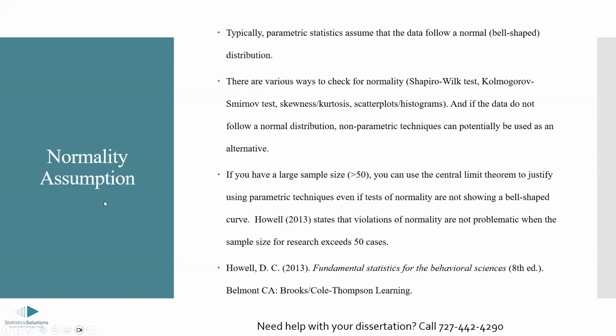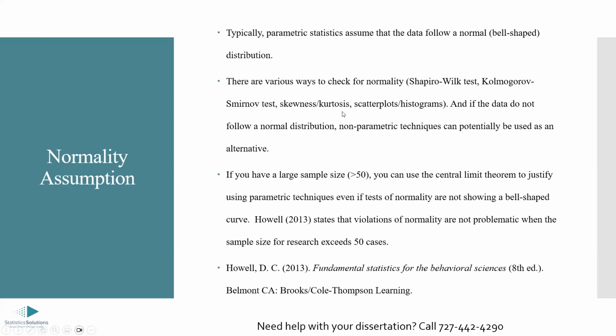A little bit more about the normality assumption. If you've joined us before and you've seen my webinars, I've covered this more in depth. If you're running parametric stats, Pearson correlations, independent t-tests, ANOVAs, that sort of thing, you need to have a normal distribution for your variables of interest. There are many ways to check for normality. You can use objective tests like a Shapiro-Wilk test or a Kolmogorov-Smirnov test, in which a p-value tells you whether the data follows a bell-shaped curve or deviates from a bell-shaped distribution.